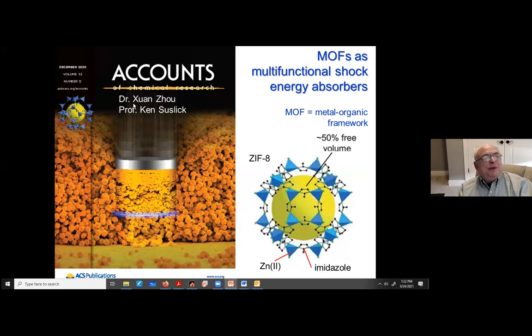We wrote a paper which came out last December, where we reviewed this work in Accounts of Chemical Research. And my postdoc, Xuan Zhao, made a really nice drawing. These are little crystals of this material, which has the name ZIF-8, zeolitic imidazolate framework, number 8. And here it is getting squished, and of course nothing's happening. Here's my flyer plate.